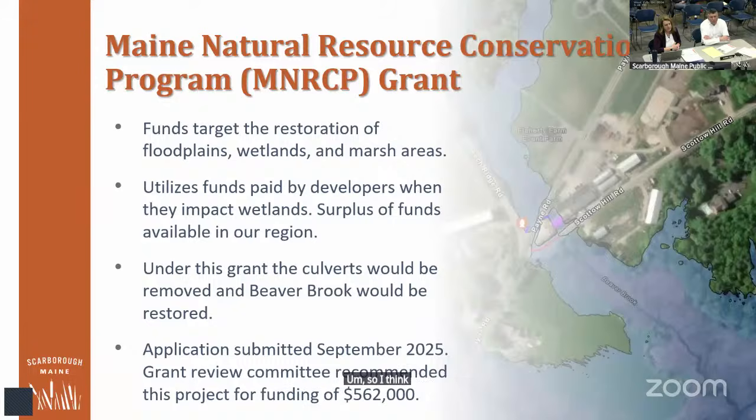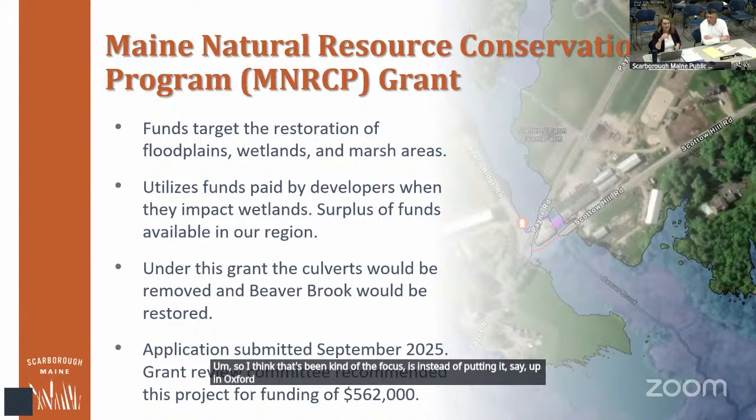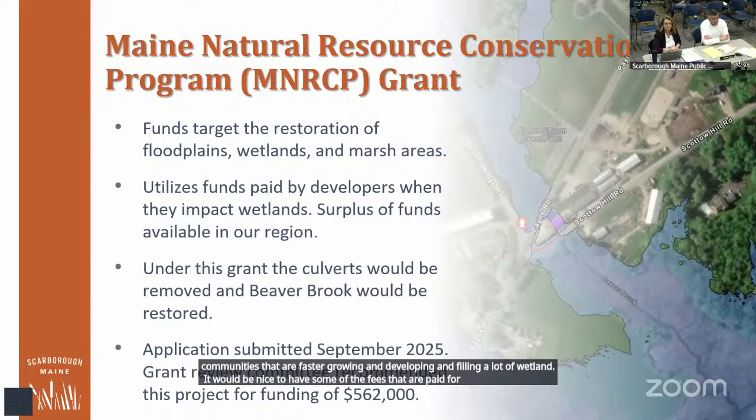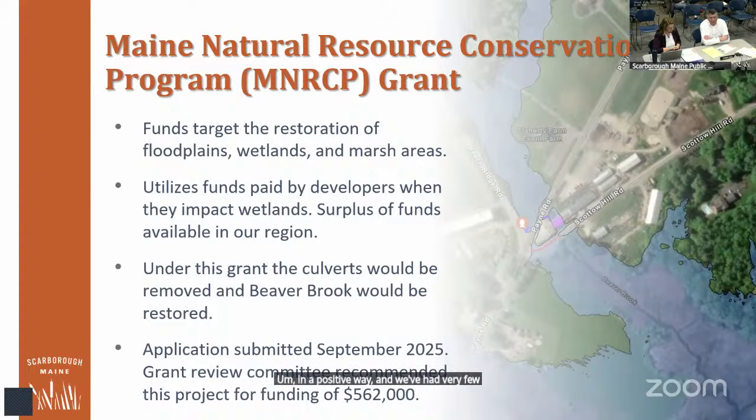So I think that's been kind of the focus, instead of putting it, say, up in Oxford. Doing restoration work here in our region has been a challenge because a lot of people are just filling and not restoring these wetland areas. And so that's why it has been coming up in conversations with some of those communities that are faster growing and developing and filling a lot of wetland areas. It would be nice to have some of the fees that are paid for wetland impacts in our town actually used in a positive way. And we've had very few opportunities for that. So we're subsidizing a lot of activity in the state.